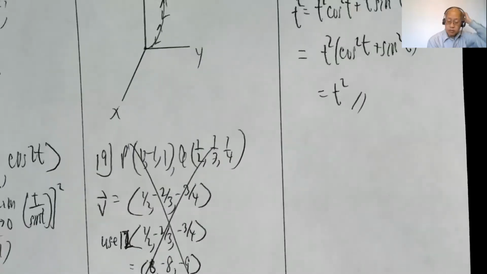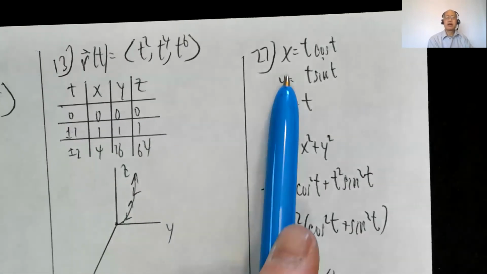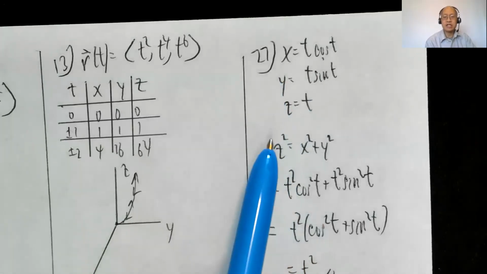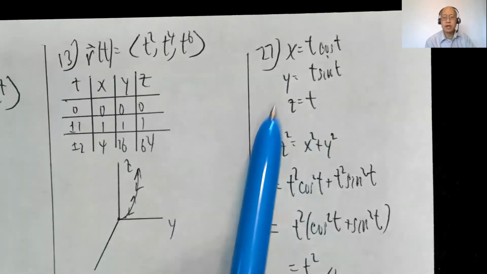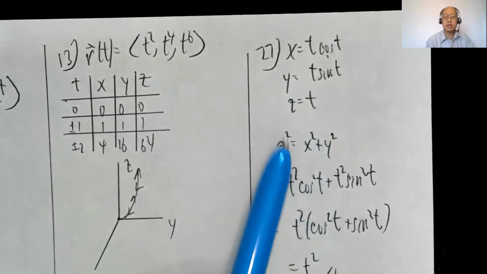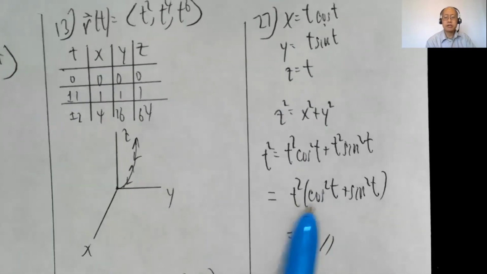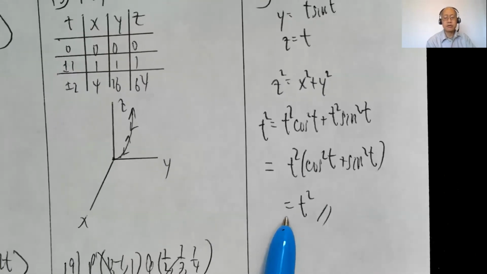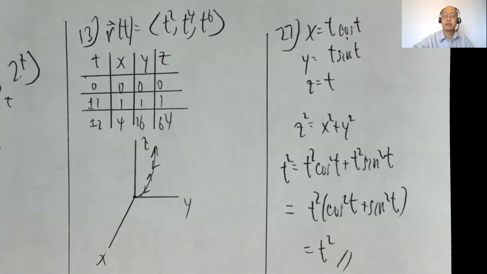And finally 27, we're just asked to verify. They just give me this and you don't have to sketch it. But show that this satisfies z squared equals x squared plus y squared. No big deal. Z squared is t squared. X squared is t squared cosine squared t. Y squared is t squared sine squared t. Factor out a t squared: cosine squared t plus sine squared t, which of course is 1. So yes, indeed, you get t squared either way. All right, so these are notes on 13.1.